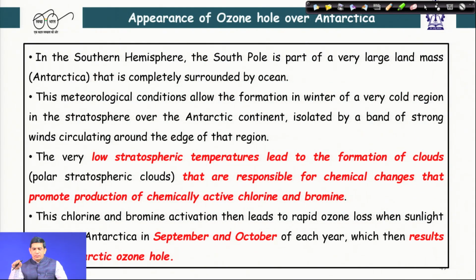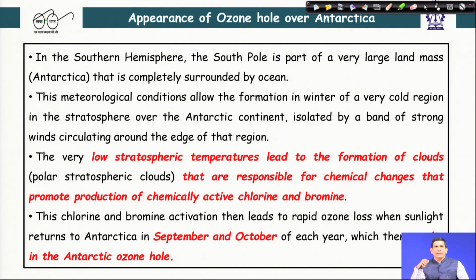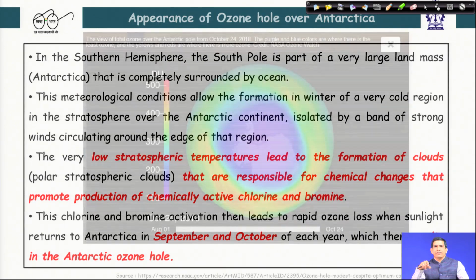In the South Pole is a very large land mass, Antarctica, that is completely surrounded by ocean. Meteorological conditions allow the formation of winter in a very cold region over Antarctica. Strong winds are happening there as well. Low stratospheric temperatures lead to the formation of clouds. They are responsible for chemical chains that promote production of chemically active chlorine and bromine. This chlorine and bromine activation leads to rapid ozone loss when sunlight returns to Antarctica in September, October, which results in the ozone hole. That's what we are worried about.